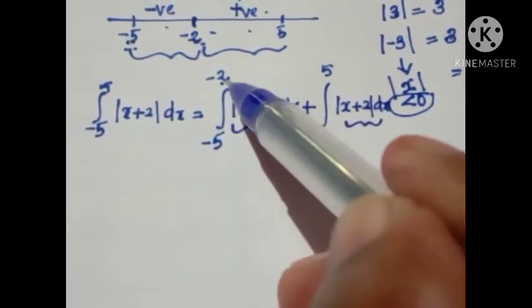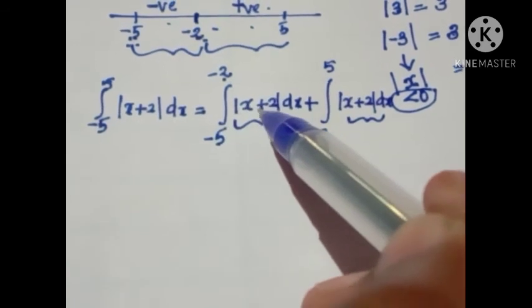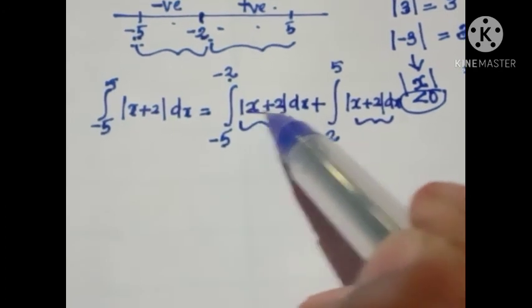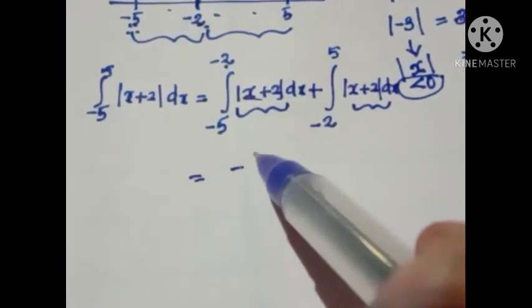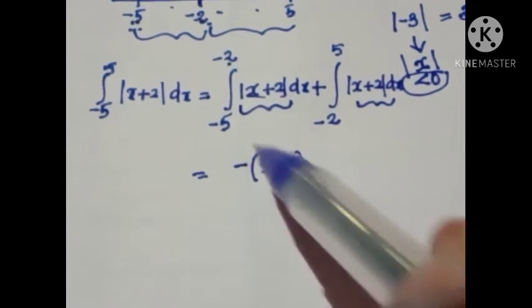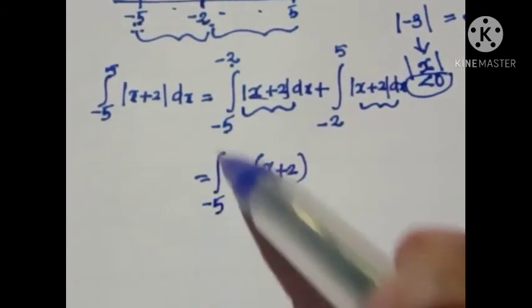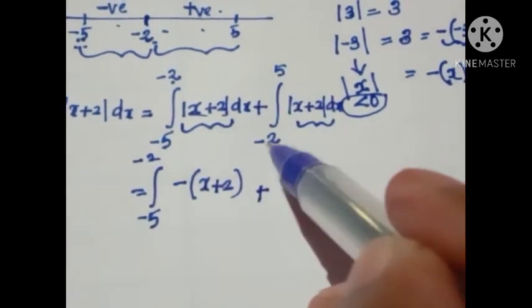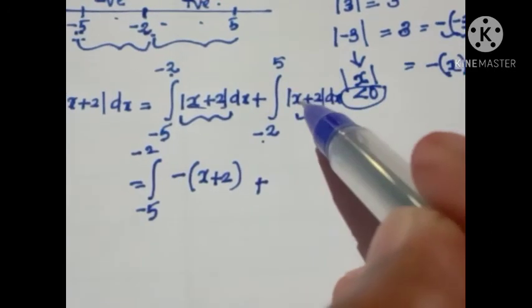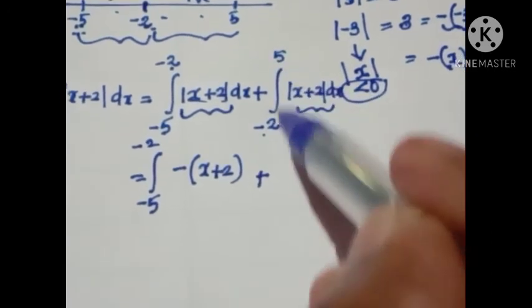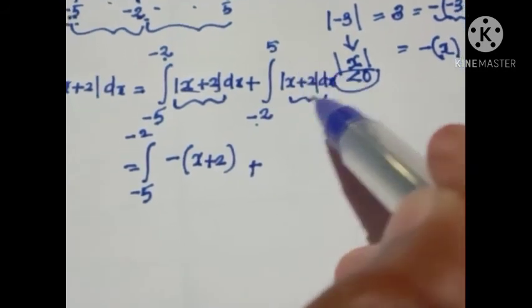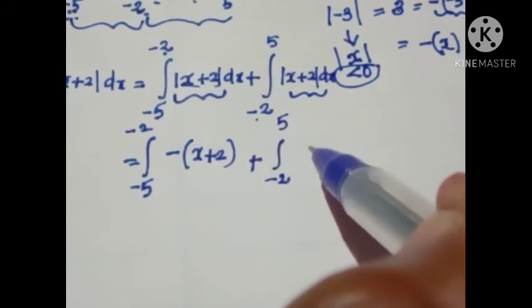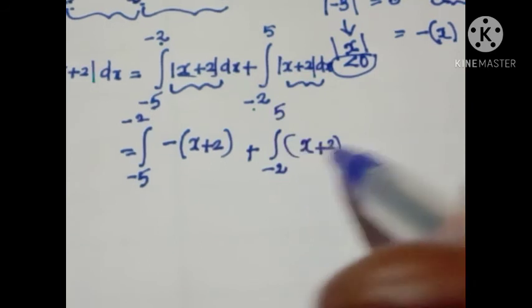So all the x values are negative numbers if we put them in this expression. And therefore, we can replace this modulus of x plus 2 as minus of x plus 2, because all the limit values are negative numbers. At the same time, in this interval minus 2 to 5, if we put x equal to any value in this interval, we can see that the modulus is positive. So, we can replace this modulus of x plus 2 as positive x plus 2 dx.